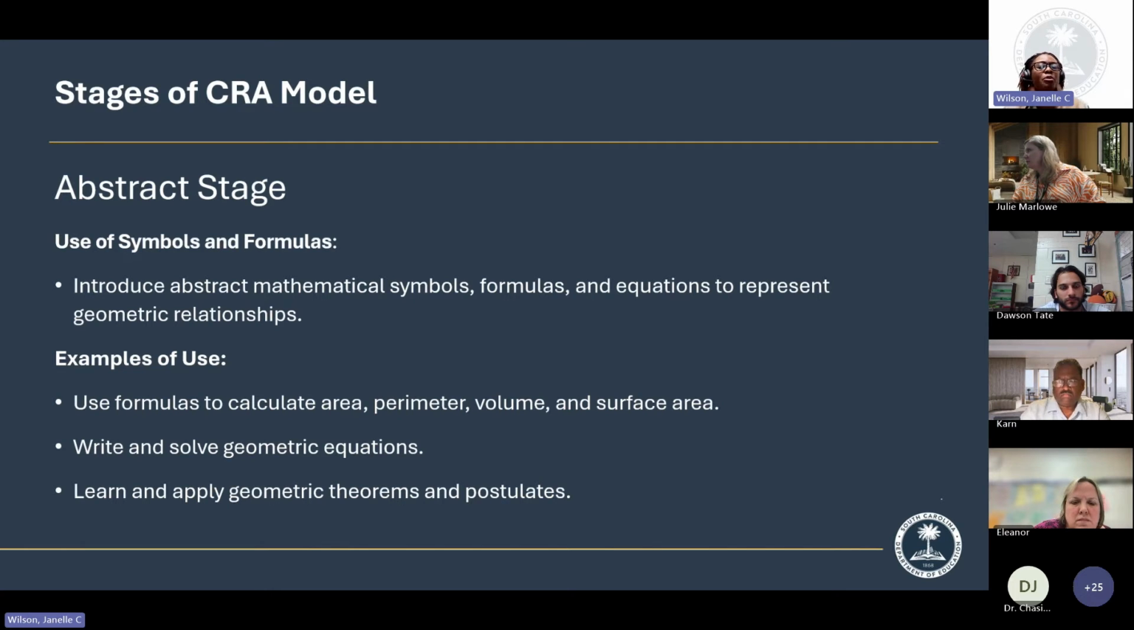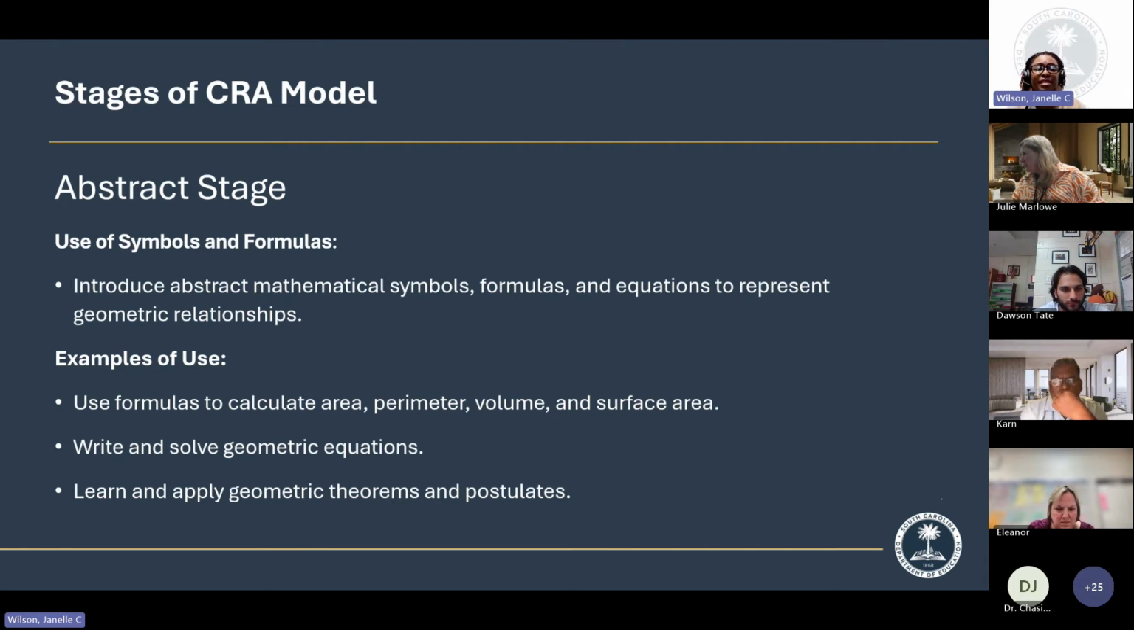Now, what are some examples of how this would look in a classroom? Like, what would students be doing? Using formulas. Good. We have formulas in the chat. Volume equals length times width times height. Exactly. Solving equations. All right.